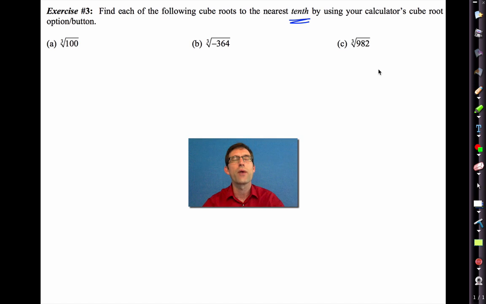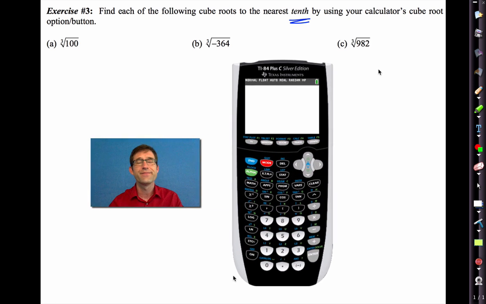So I'm going to show you where the cubed root button is on the TI-84 Plus. If you're using a different calculator, I'm sorry, I won't be able to show you where that is. But your user's manual will certainly have it if you look it up in the appendix. So let's open up that TI-84 Plus.